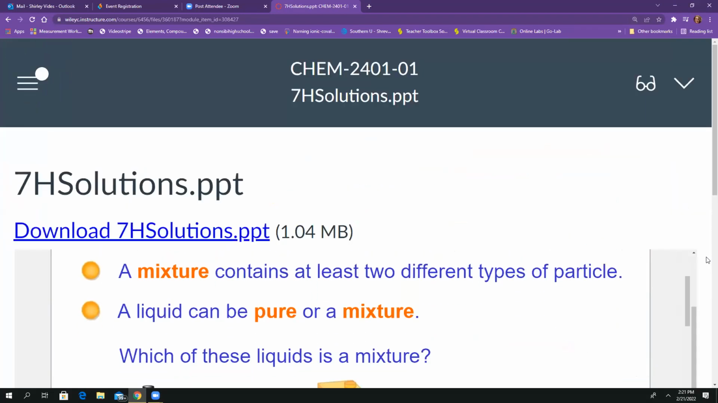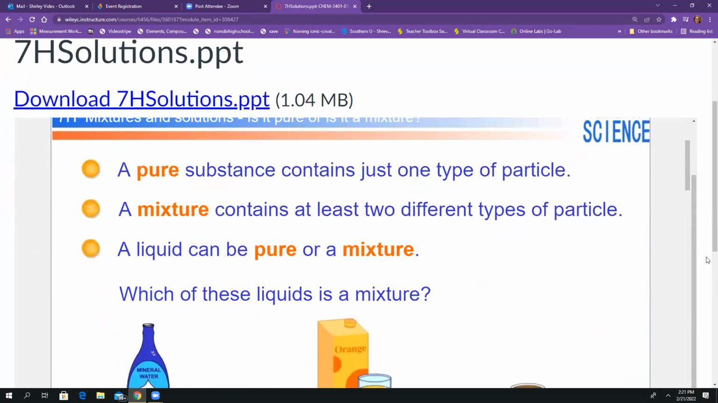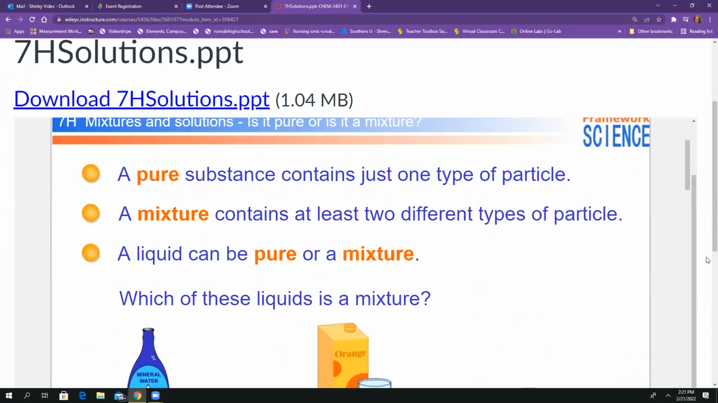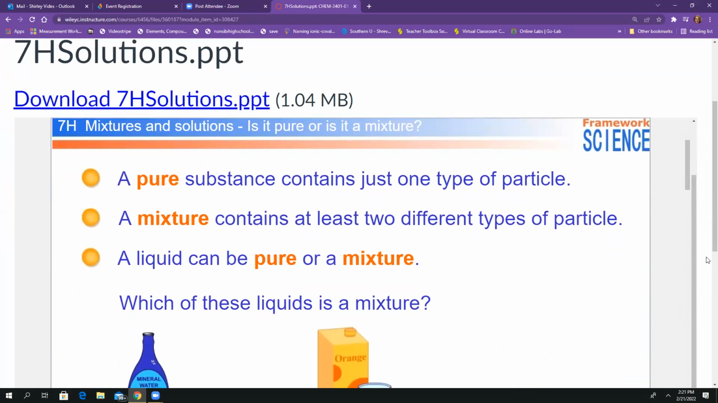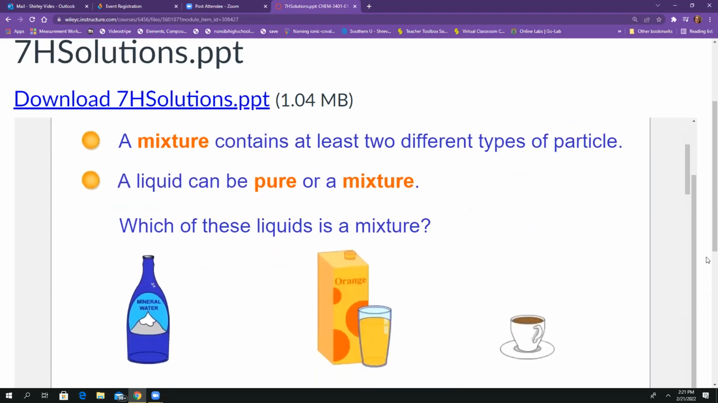Let's see, is that too big? No, I think that'll work. Okay, so basically they're asking us what is a pure substance, and it says that a pure substance is one that contains just one type of particle, and a mixture contains at least two different types. So a liquid can be either, right? Because you can have water and you can have mineral water. So either one of those, one's a pure substance, the other one is a mixture.